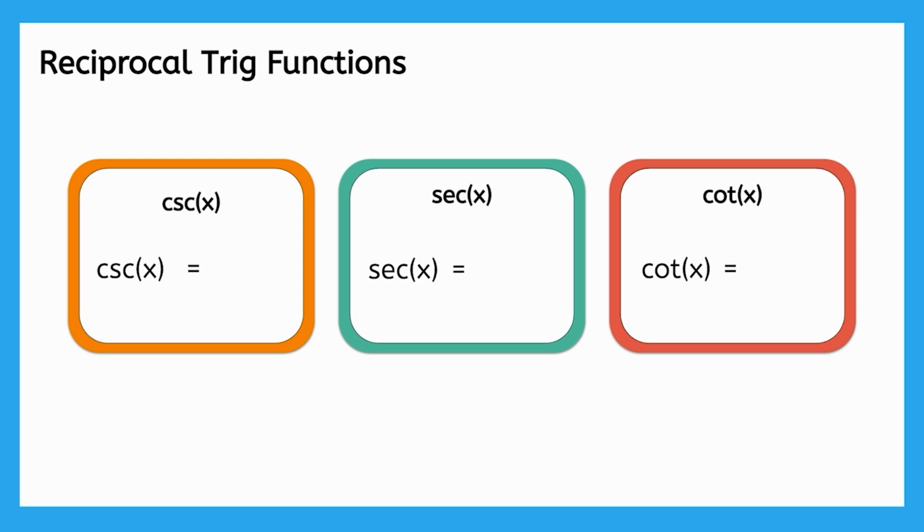Earlier in this unit, you learned how to define each of the reciprocal functions in terms of sine, cosine, and tangent. Do you remember how to define cosecant, secant, and cotangent? 1 over sine is the cosecant function. 1 over cosine is the secant function. And 1 over tangent is the cotangent function.